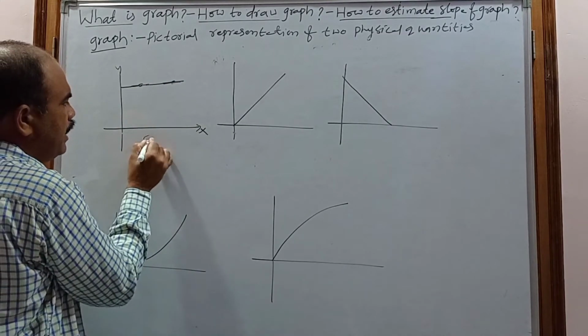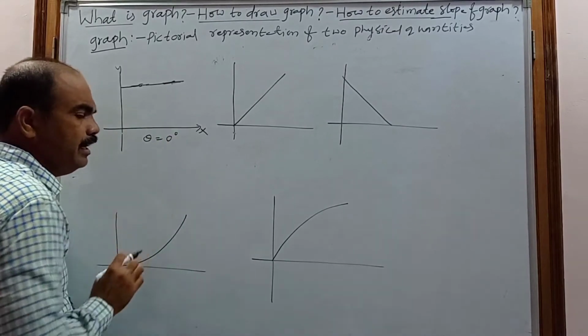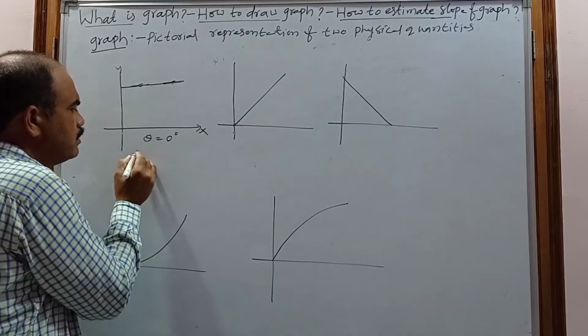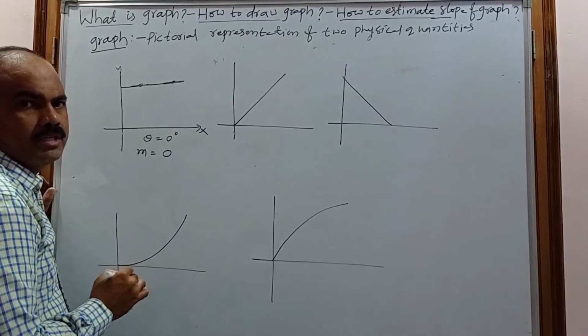So the angle made by this tangential line will be how much? 0 degrees. So if the angle is 0 degrees, what about the slope? The slope is also 0.